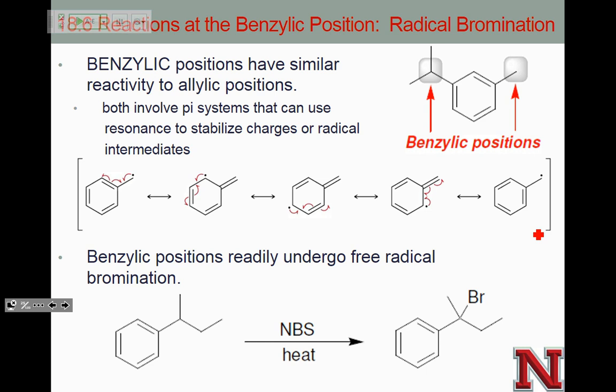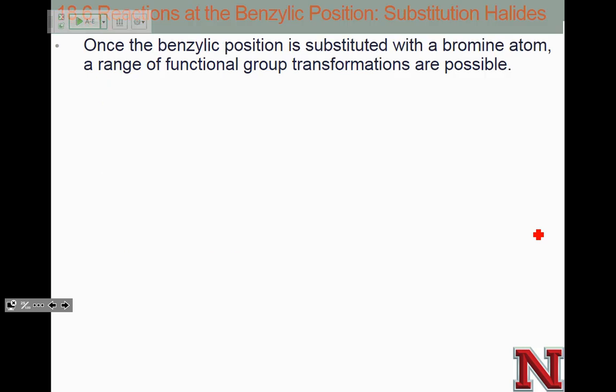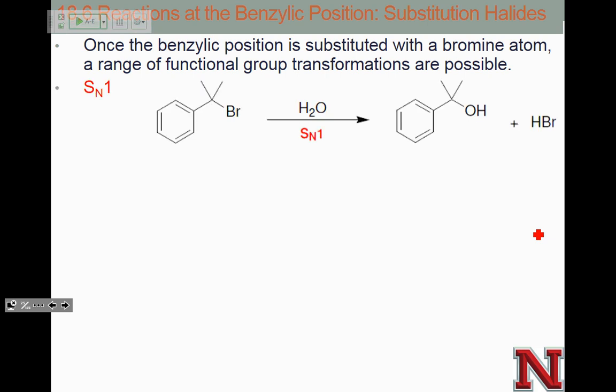We typically use NBS, but in this case, unlike with the allylic position, addition isn't really a concern, because if we did just use Br2, we still wouldn't get addition to the pi bonds, because that would break the aromaticity. But NBS is still typically used as a source of your bromine radical. Once the benzylic position is substituted, that's going to be our most reactive position, and we can do a lot of transformations. We can do SN1 reactions.